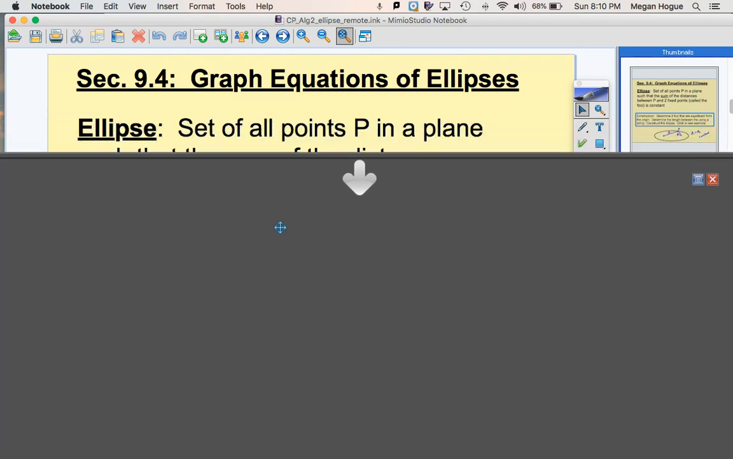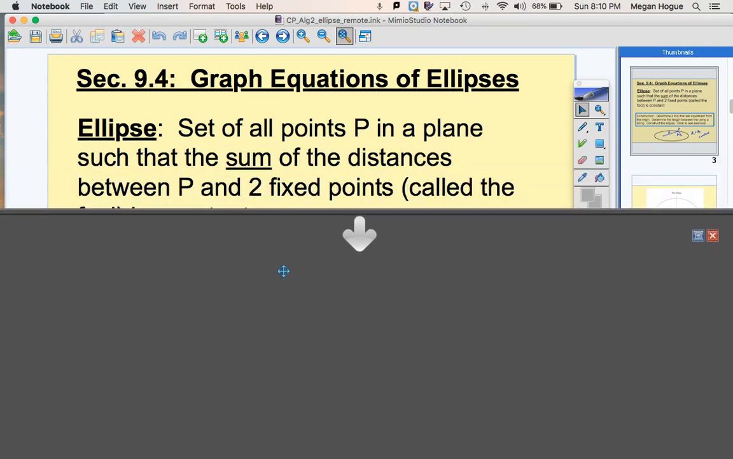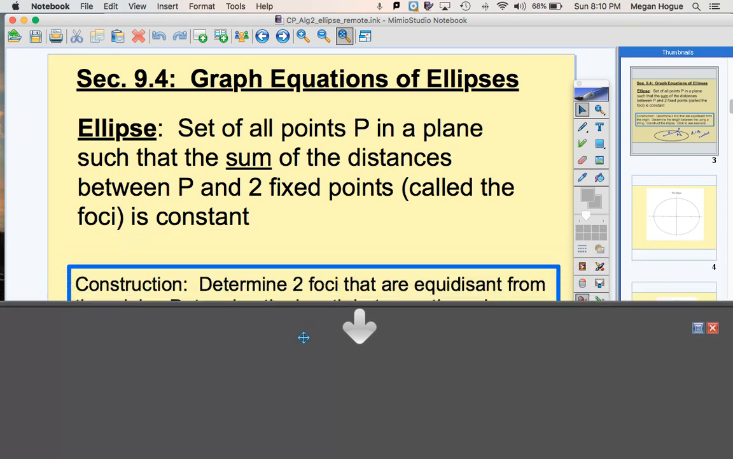And so, the definition for an ellipse is a set of all points in a plane such that the sum of the distances between P and two fixed points, which are going to be called the foci, or each one's a focus, is constant. So in a circle, all the points were equidistant from a given point. But here, what's going to happen is all the points are related to 2 points, and it's the sum of those distances. That's kind of hard to get a handle on.